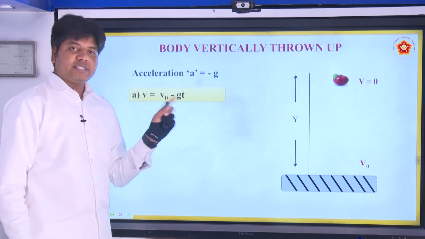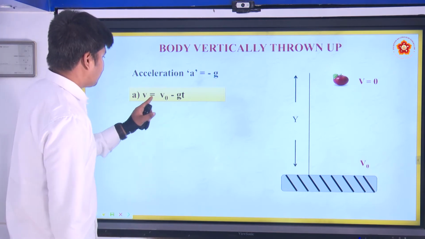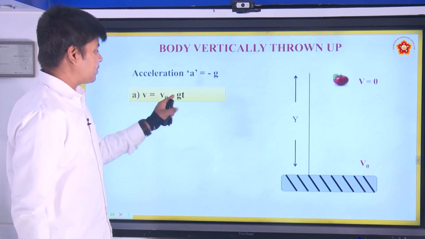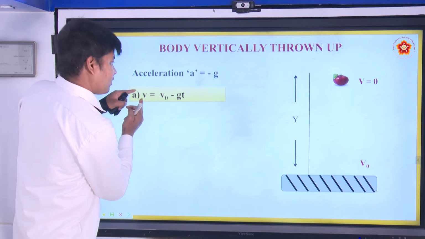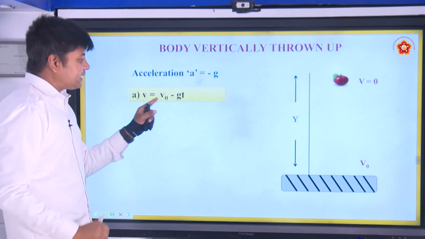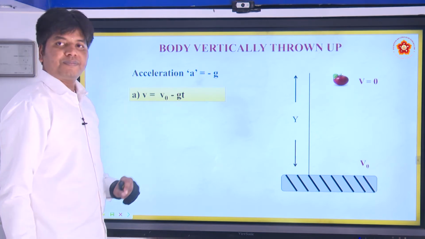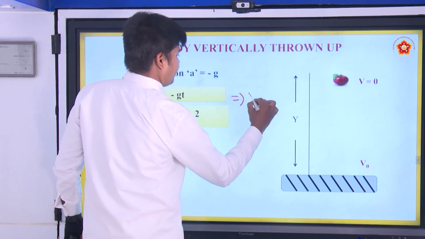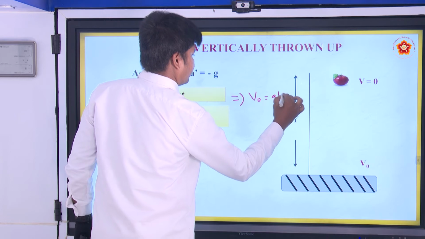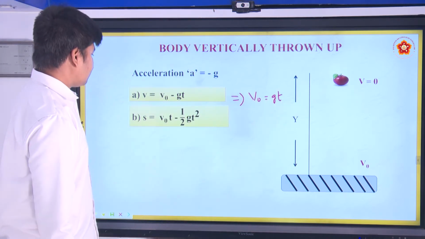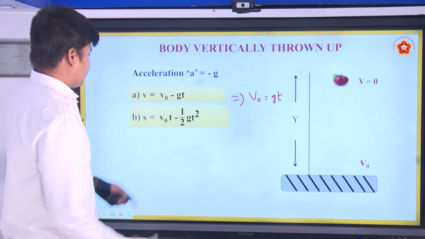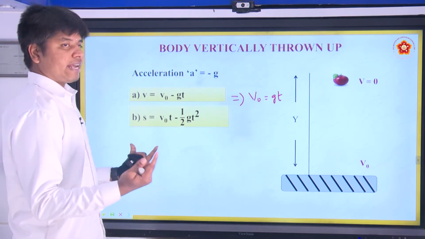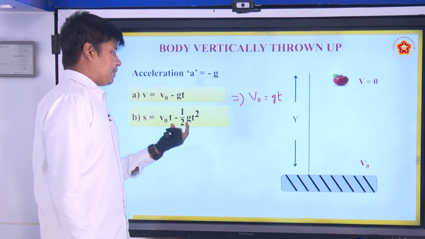v equals v naught minus gt, the final velocity is equal to the initial velocity minus gt, because g is negative here, that is the reason it becomes minus gt. Now we already know the final velocity is 0 here, that means the initial velocity is equal to gt. So from here you can write v naught is equal to gt. Here, some initial velocity was given, and it traveled some height, some position changed. So h equals v naught t minus half gt square.